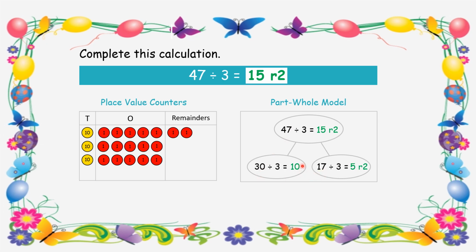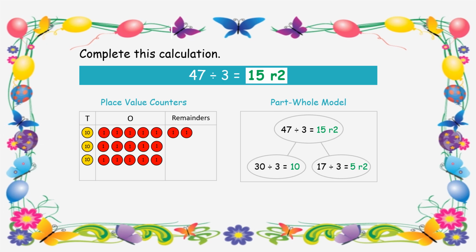How did I get 17? When I take away 3 tens from 4 tens, what I am left with is 1 ten. So 1 ten plus the 7 ones, that gives me 17. And I know that 30 divided by 3 is 10 because I know that 10 multiplied by 3 is 30. And then 17 divided by 3 is 5, remainder 2. How do I know this? I know that 17 can be divided by 3 5 times, remaining 2. Now 10 plus 5 remainder 2 gives us 15 remainder 2. I hope this is clear.